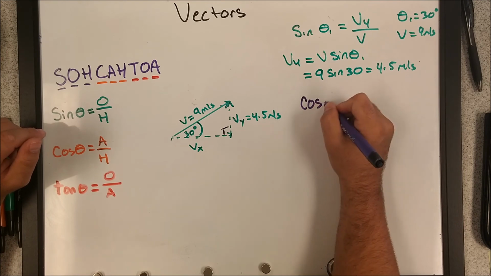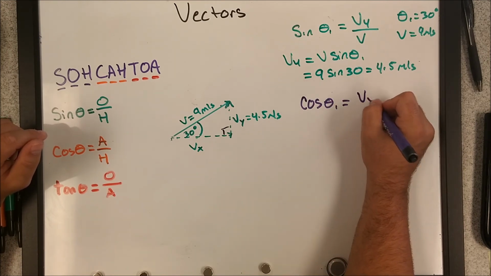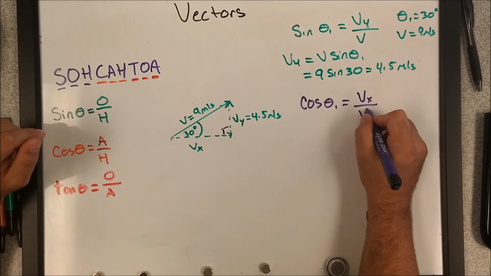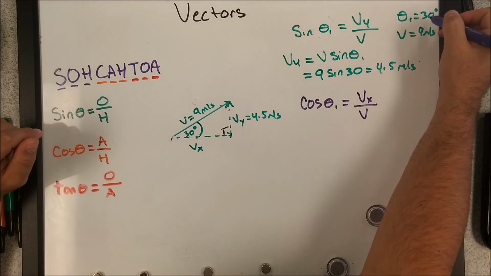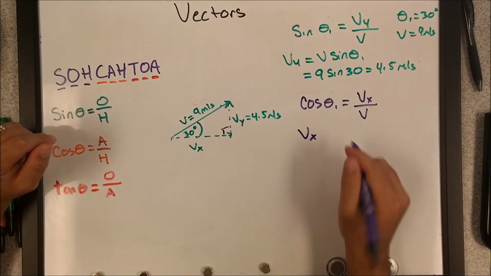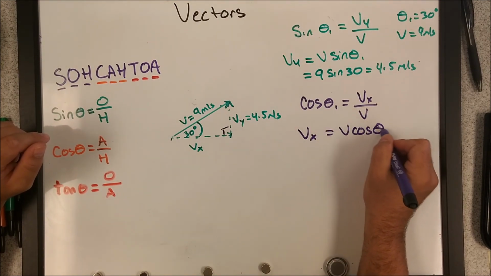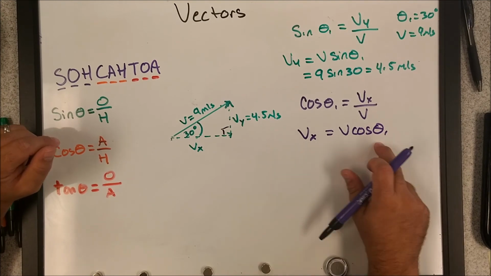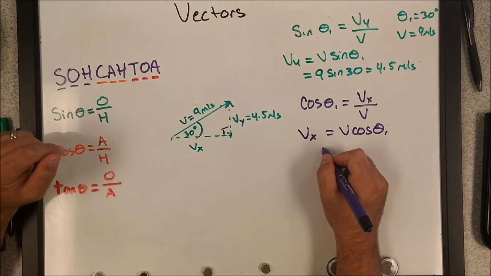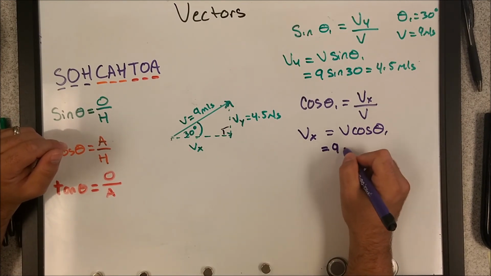So the cosine of my angle theta is equal to my adjacent value, Vx, divided by my hypotenuse, V. And the knowns are still true. I'm going to get Vx by itself. Vx is equal to, I'm going to multiply that V over, V cos theta. And again, this is typically the way we start these problems off. We don't start here, we start right here because we know this is true. So Vx is going to be 9 times the cosine of 30.